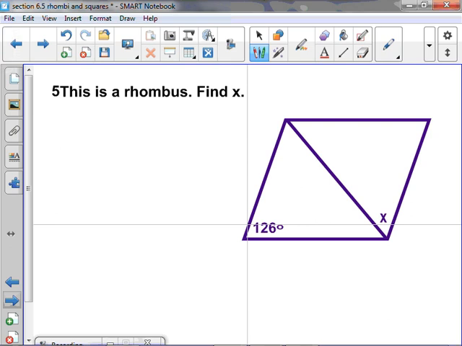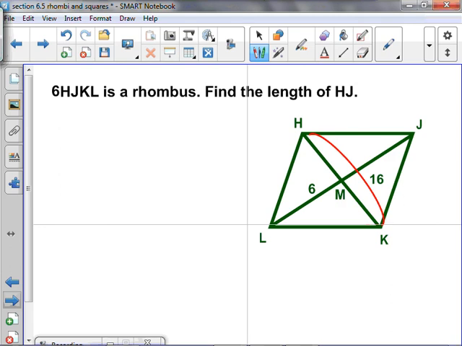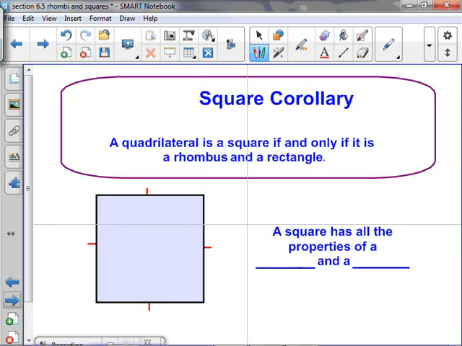Keep in mind that the rhombus is a parallelogram. So this and this are going to be supplementary. And that it is a rhombus, so this will bisect this angle here. Okay? So I really want you guys to be able to do this one. It might show up on some sort of assessment. This one is for you guys to do. And we are on to squares.